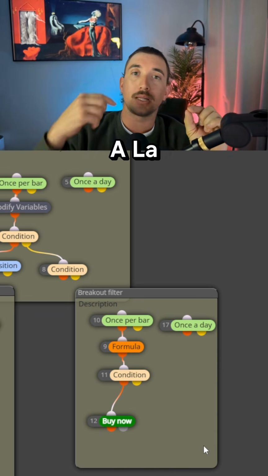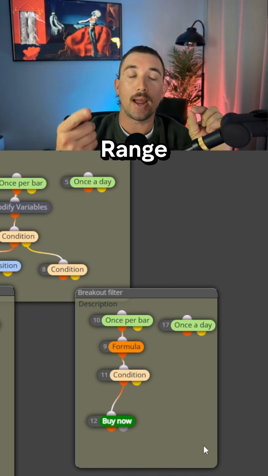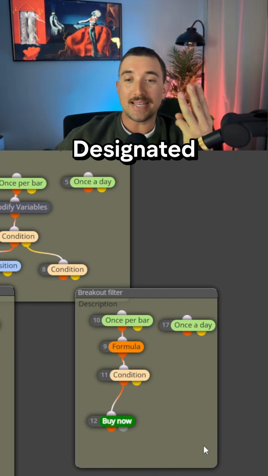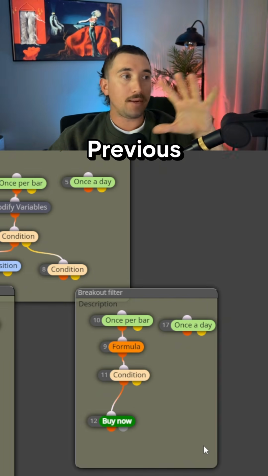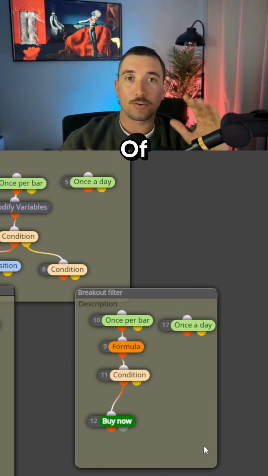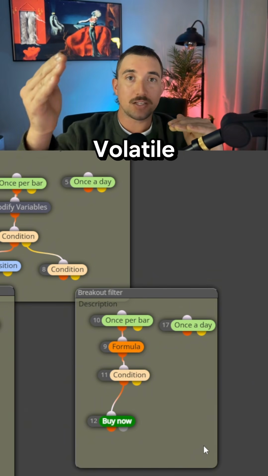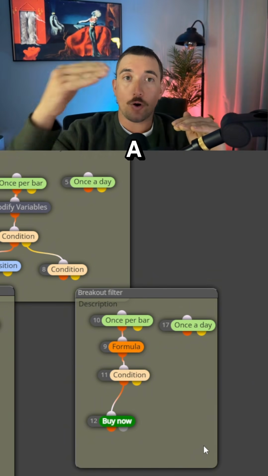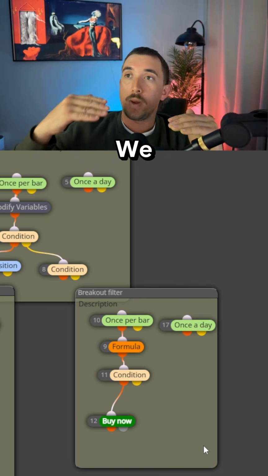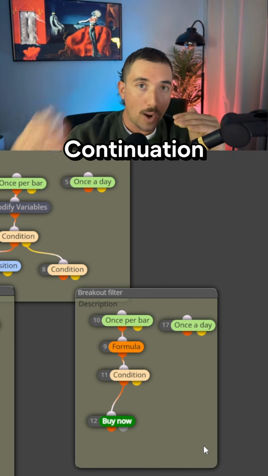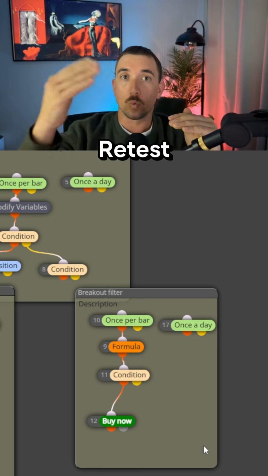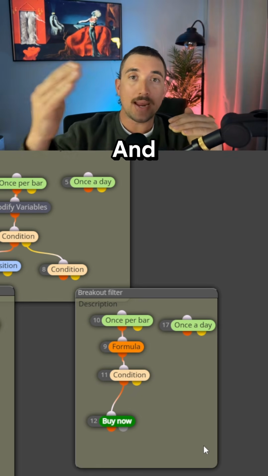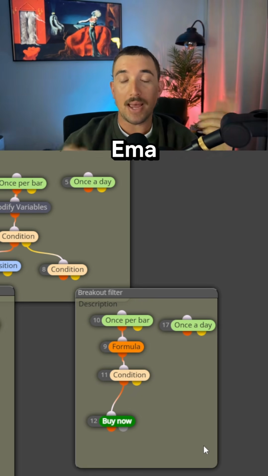But we're looking for a larger multiplication of that range. So if, for example, there are 3 designated candles that are larger than the previous 20 candles by a factor of 1.5, we're seeing a large volatile push and expansion out of a range. From that, we know that, okay, we can start targeting some continuation plays. We can start targeting some retest plays, maybe looking for a breakout and a retest of a 50 EMA or whatever it happens to be.